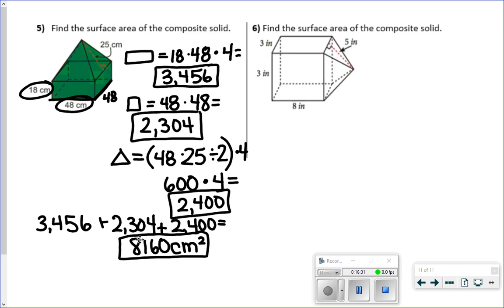Okay, go ahead and pause the video. Try number 6 on your own. It is the exact same steps as number 5, except that the shape overall is turned on its side compared to how number 5 looks.